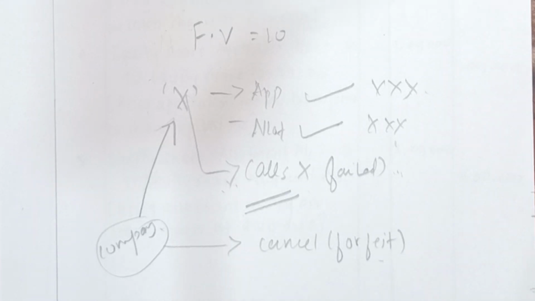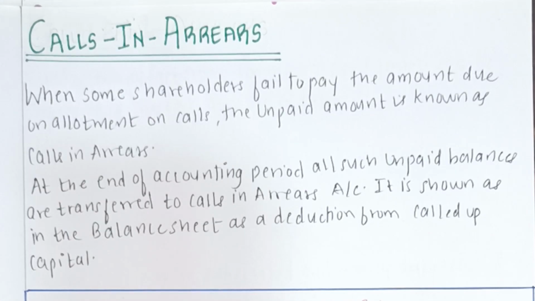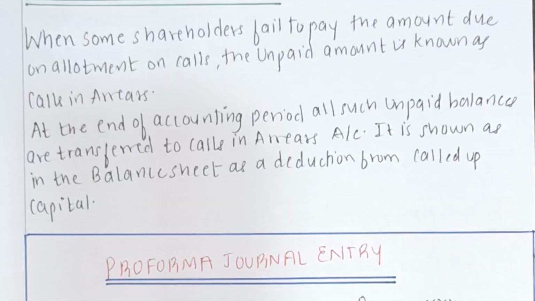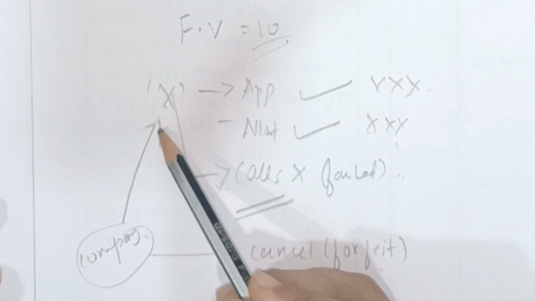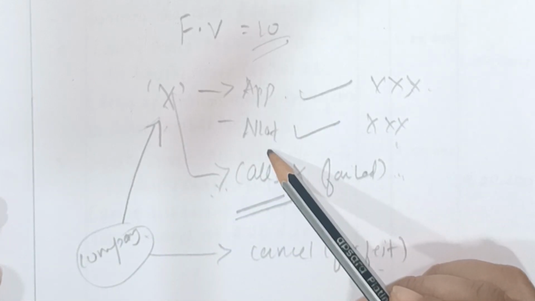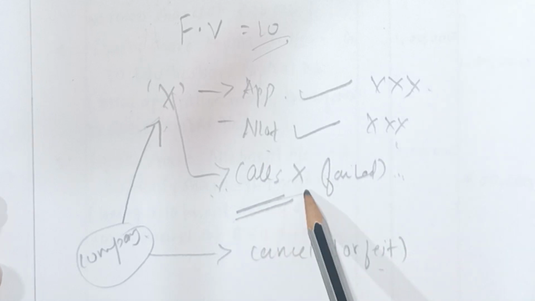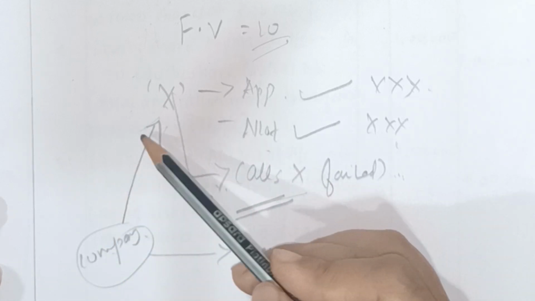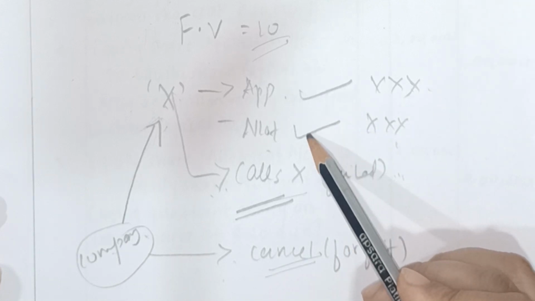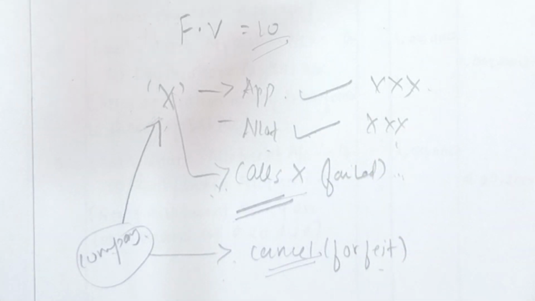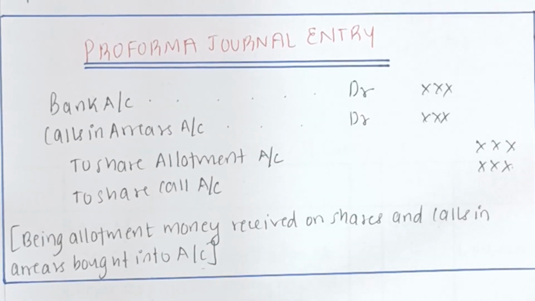So I hope now the concept of calls in arrears is understood by all of you. What is calls in arrears? When any shareholder fails to pay a certain amount of money. Like in my example, the face value of shares was rupees 10. Then we had a shareholder, Mr. X, who paid the application money, paid the allotment money, but did not pay the money on calls. The company repeatedly reminded Mr. X to pay the call money, but he failed to do so. So the company cancelled his shares. After cancelling, even the amount that he paid on application and allotment is not refunded to Mr. X. Alright. So let's move on to the pro forma journal entry.